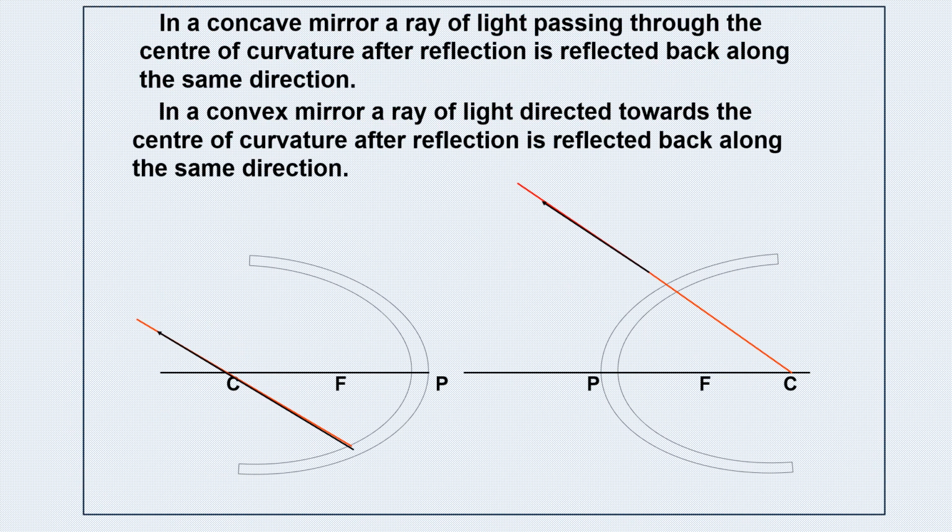Next, in a concave mirror, the ray of light passing through the center of curvature, after reflection, is reflected back along the same direction. The same happens in the convex mirror. When a ray of light is directed towards the center of curvature, after reflection it is reflected back along the same direction. It doesn't go anywhere else, it just travels along that same direction in both the mirrors.